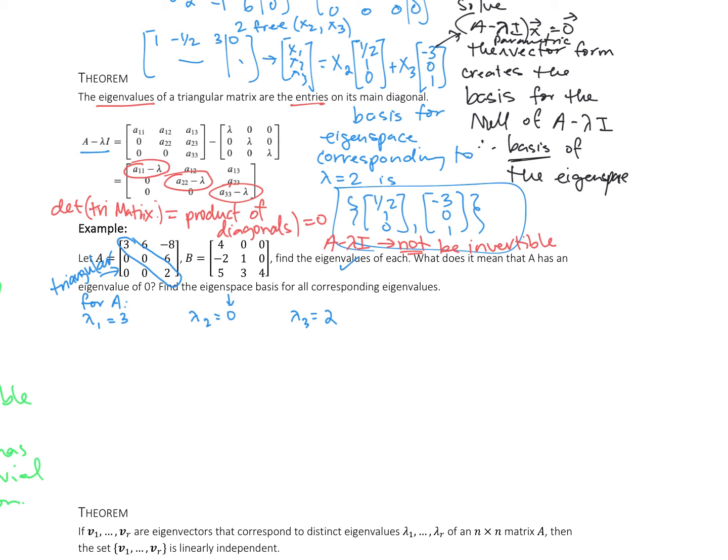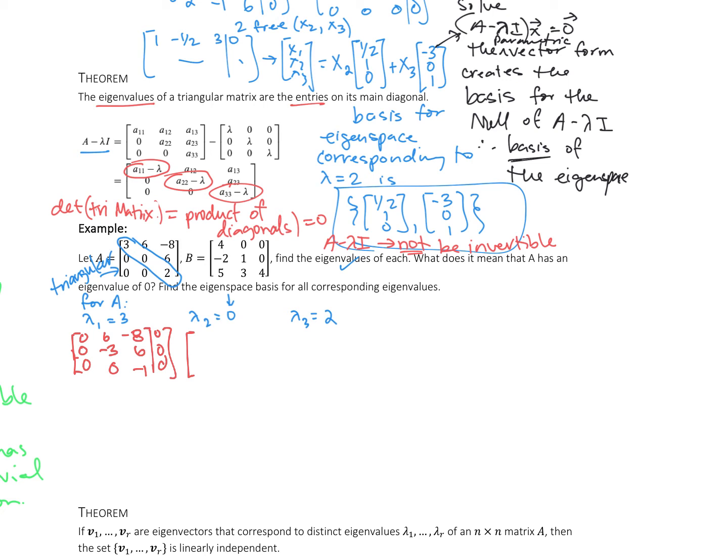So for lambda equals 3, I'm just going to take 3 off the diagonal of this matrix. I'm going to do 0, 6, negative 8, 0, negative 3, 6, and 0, 0, negative 1. All right, and I'm going to augment that with 0, 0, 0, and I'm going to let you do that on your own. So I want you to finish this. Come back, and we'll do the same thing with these other two.